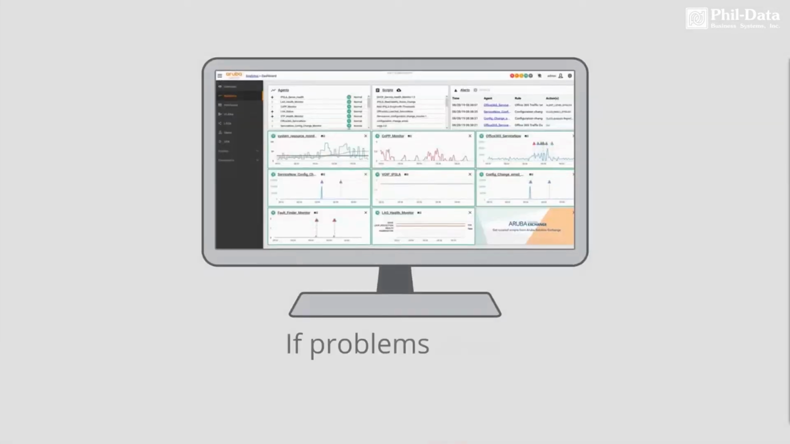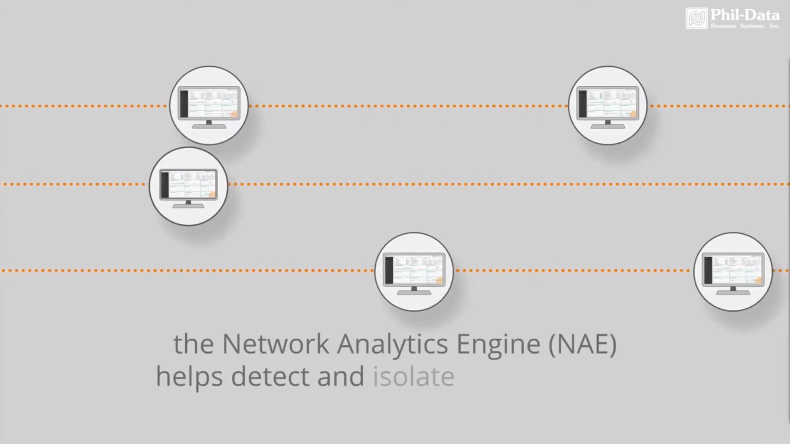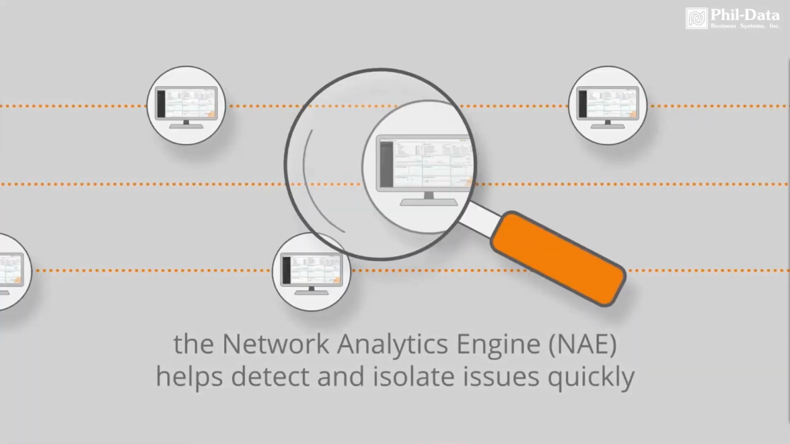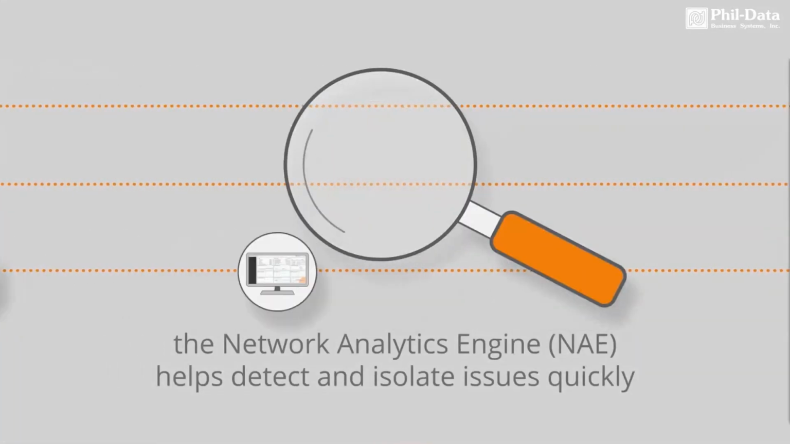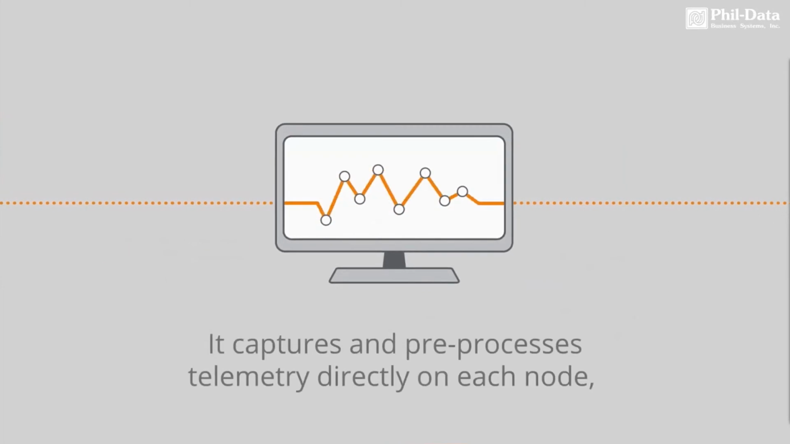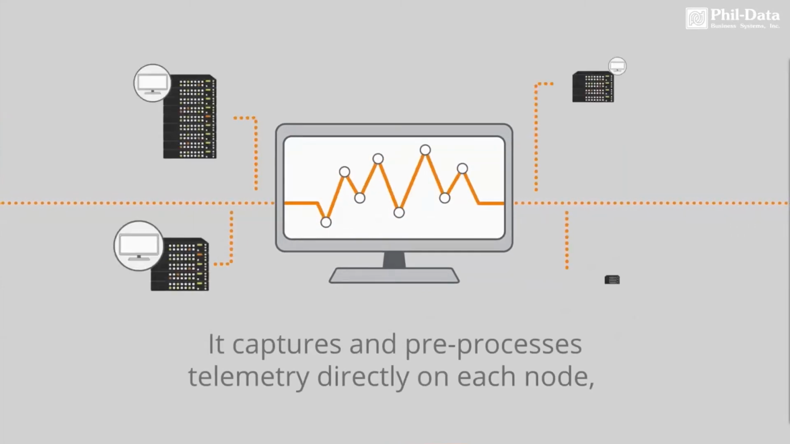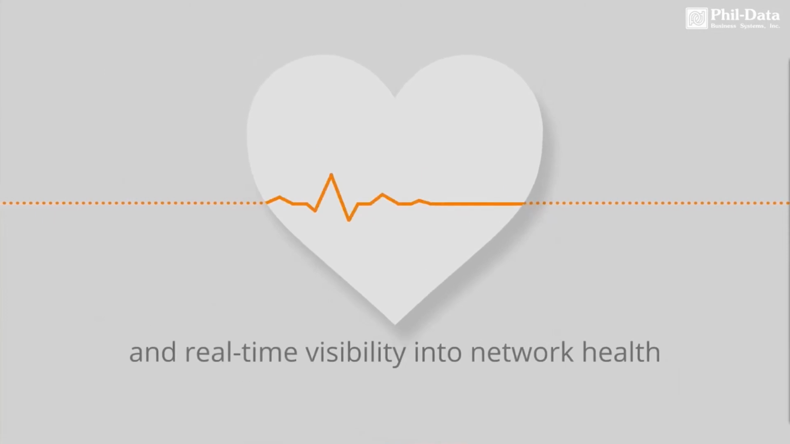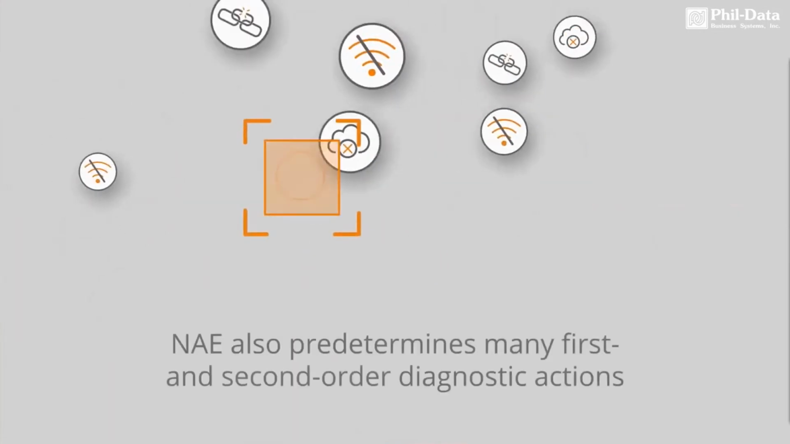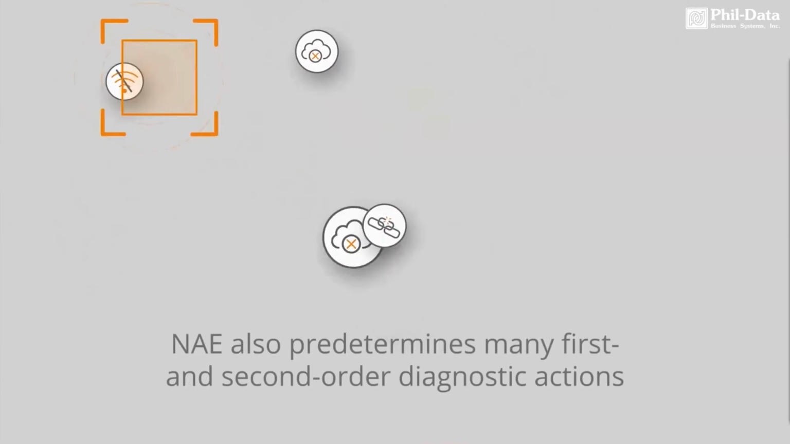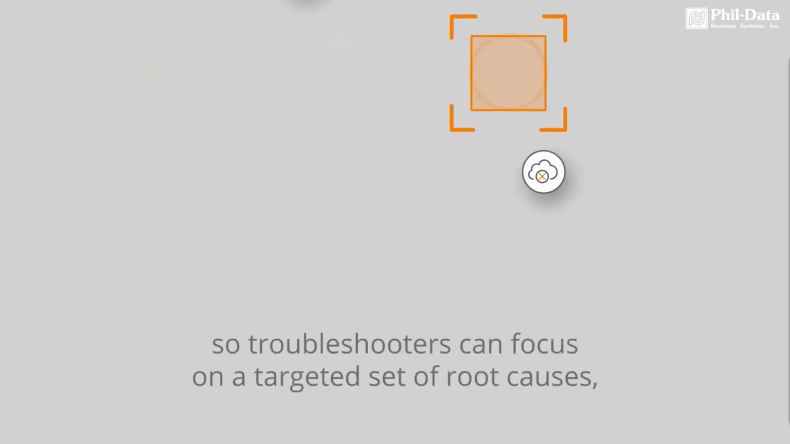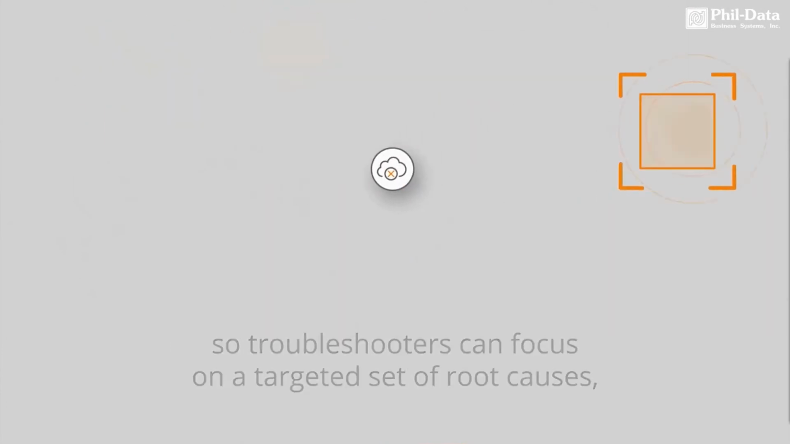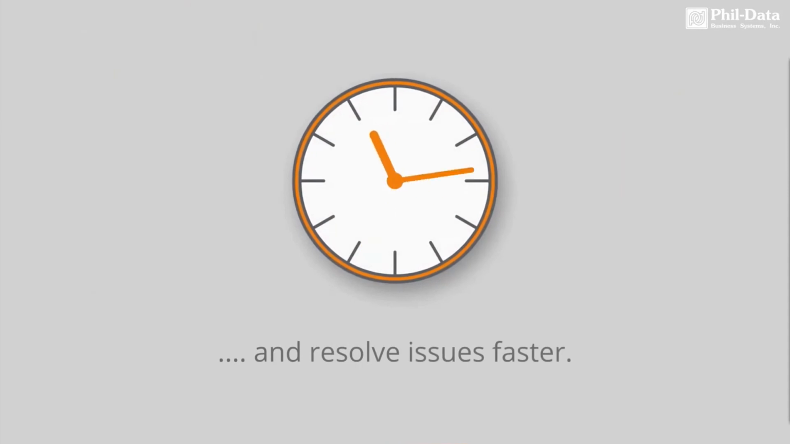If problems arise, the Aruba Network Analytics engine helps detect and isolate issues quickly. It captures and pre-processes telemetry directly on each node, so operators get distributed analytics and real-time visibility into network health. NAE also predetermines many first and second order diagnostic actions, so troubleshooters can focus on a targeted set of root causes and resolve issues faster.